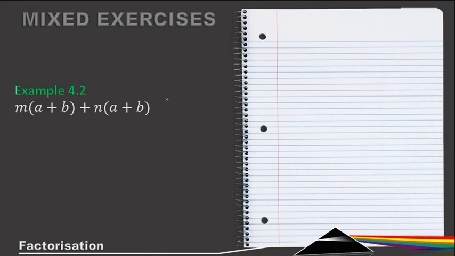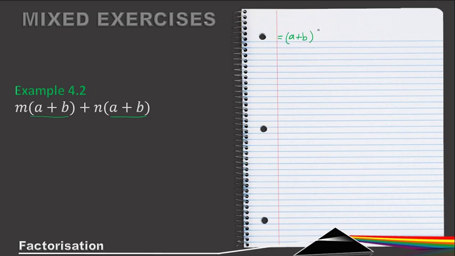Okay, so for this one, I have two terms, but also remember, the first thing we needed to check is to see if we have a common factor. In this term we have a plus b, and in this term we also have a plus b. So that's going to be our common factor: take out those two brackets, or take out a plus b as our common factor.